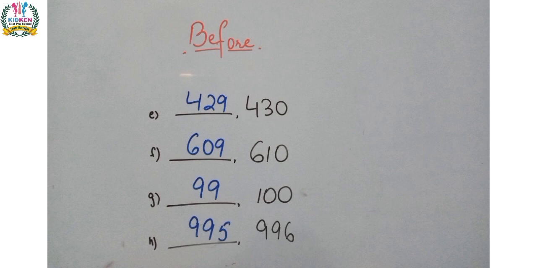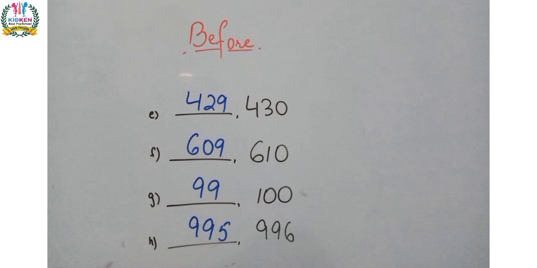Next part is 610. Before 610 we have 609. So simply we write 609. You simply subtract 1 from the given value, so you can find the before value of the given number. Next part is 100. Before 100 we have 99. Simply we write 99 in the blank. Next part is 996. The before number of 996 is 995. So this is all about the before category of write the number that comes.